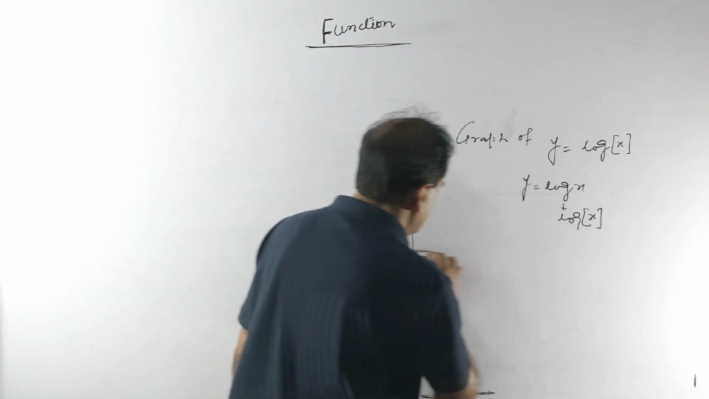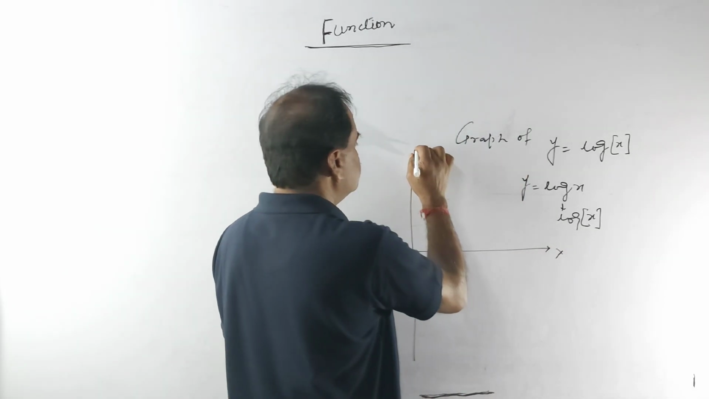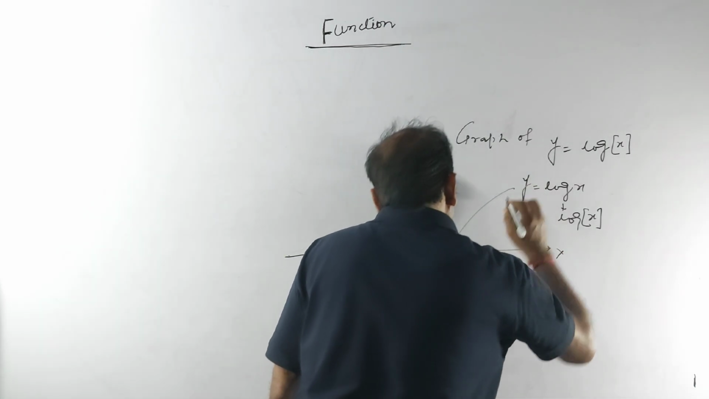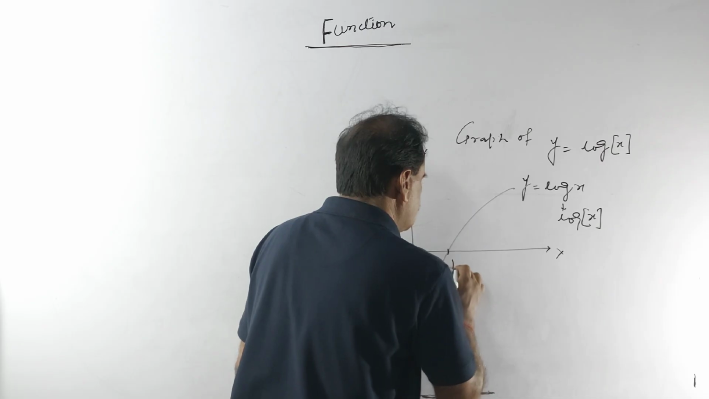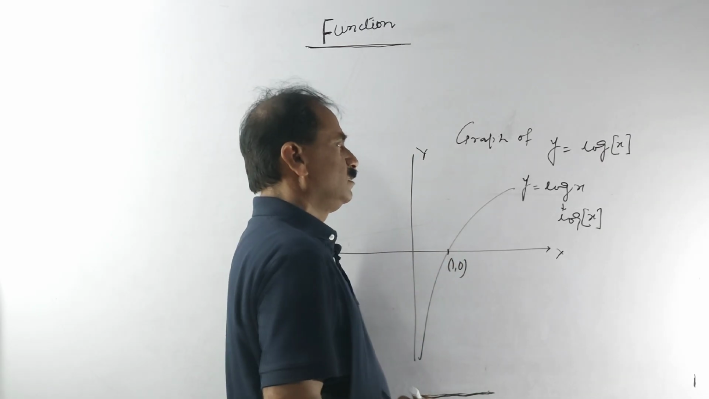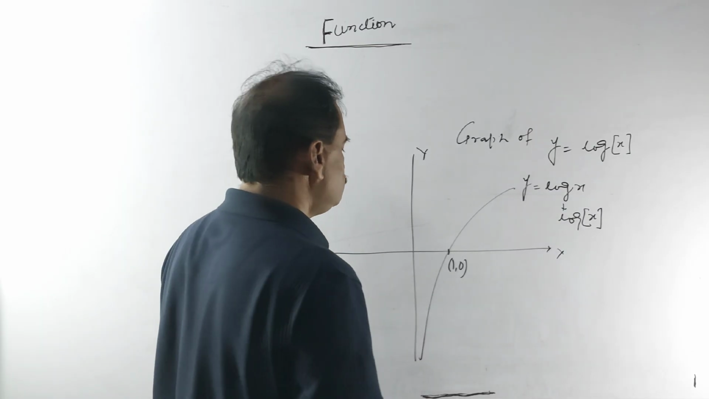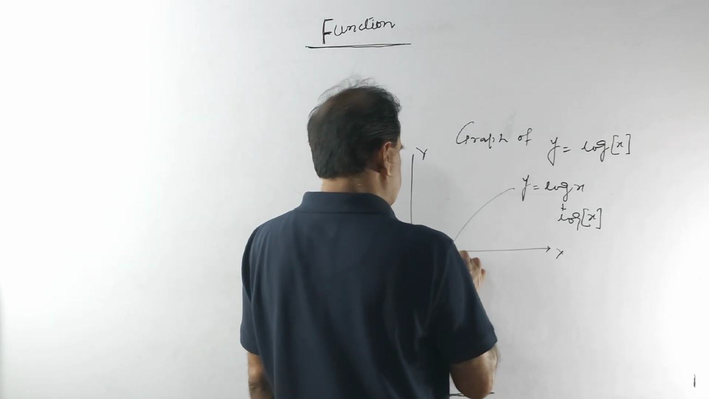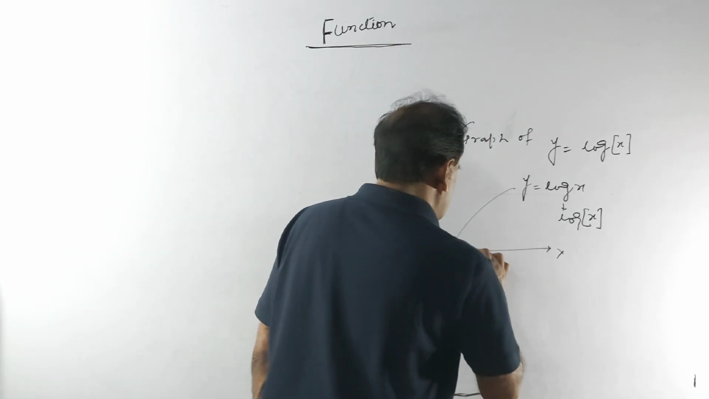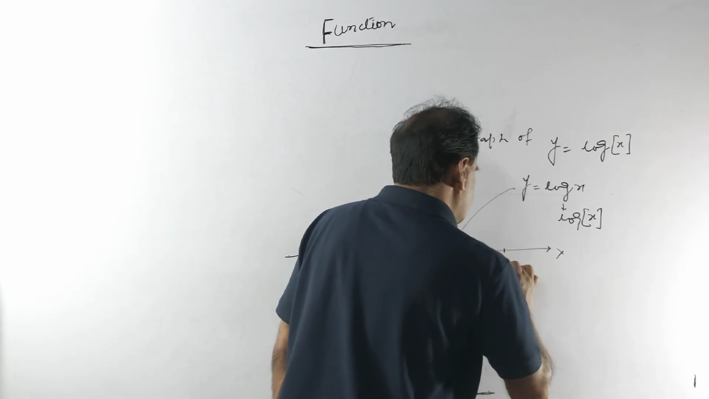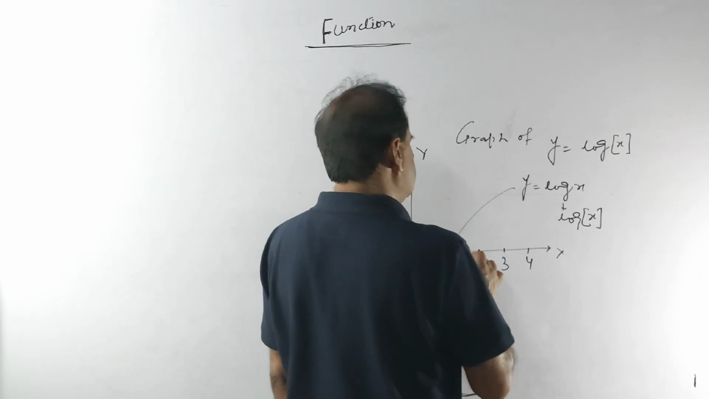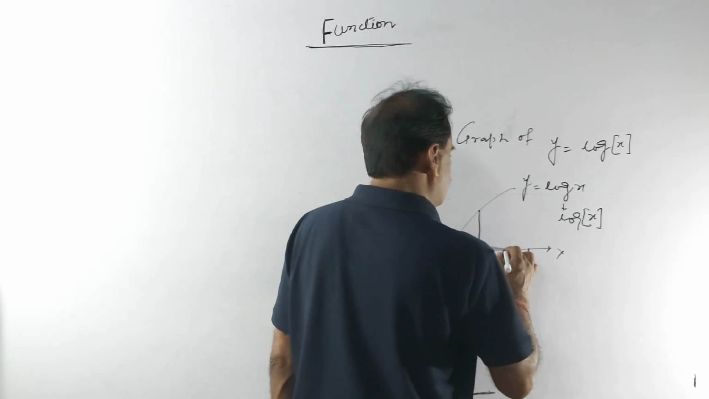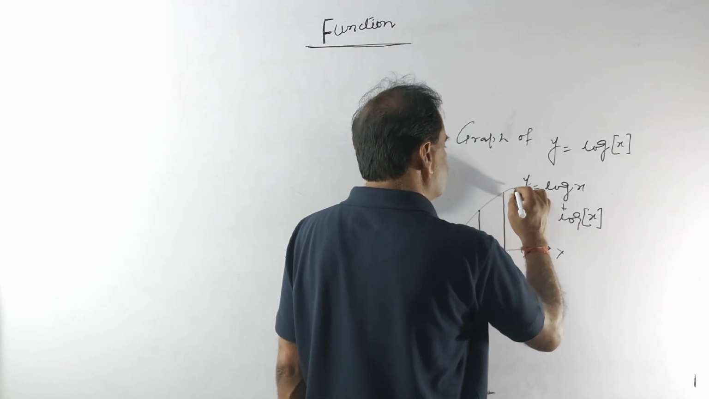We take the x-axis and the y-axis. The graph of log x is like this. At x equal to 1, log 1 equal to 0, so y equal to 0. Here we take integral points on the x-axis: 1, 2, 3 and 4. From these integral points, we draw vertical lines to intersect the graph.